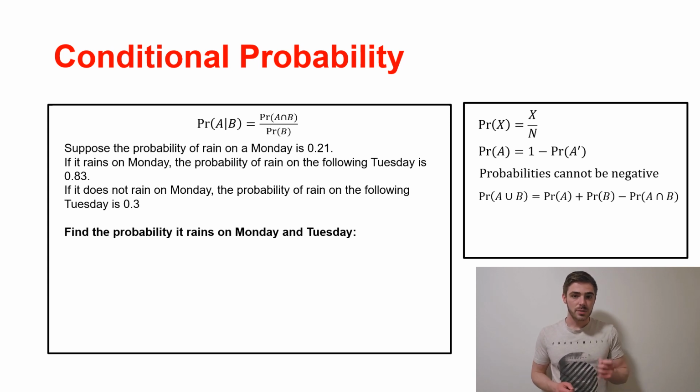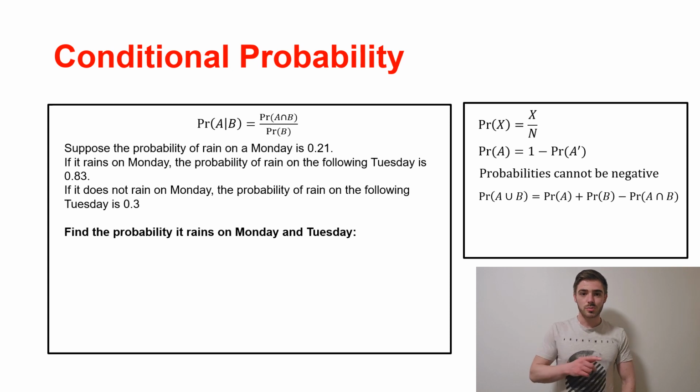For starters, we're told that the probability of rain on a Monday is going to be 0.21. But we're also told that the probability of rain on Tuesday depends on if it rained on Monday. And finally, we're supposed to use that information to figure out the probability that it rains on both Monday and Tuesday. This question is about conditional probability. So the conditional probability equation will be important here. The only question now is, how do we use it?